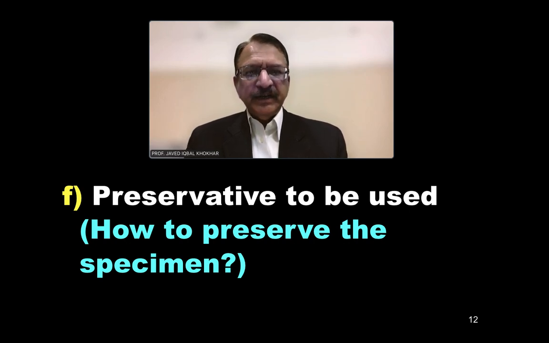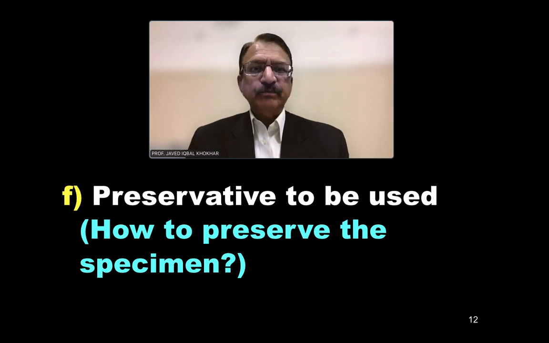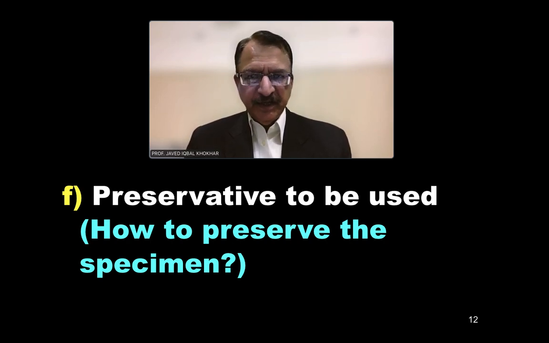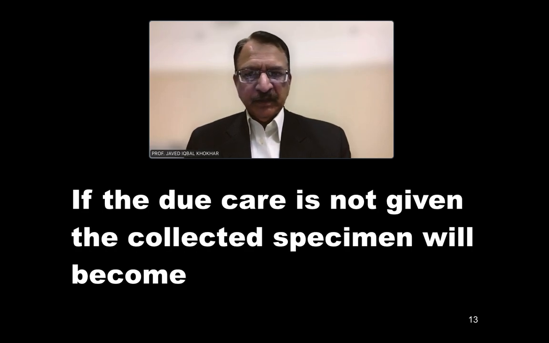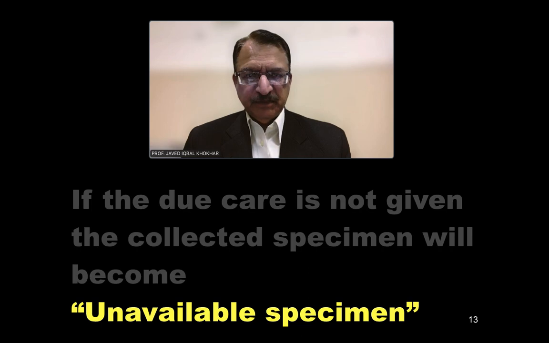Then it is important which preservative should be used. The preservative should preserve the specimen so that after collection it may not be lost, it may not putrefy, it may not be destroyed. So the preservative is most important, which will preserve the specimen till it reaches the laboratory. If all these steps and due care are not observed, then that specimen becomes an unavailable specimen.